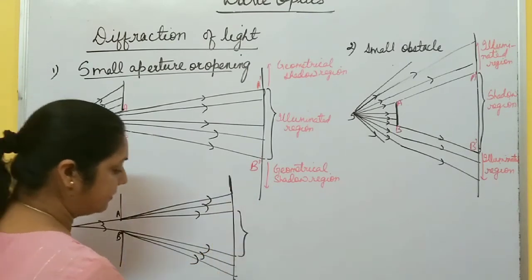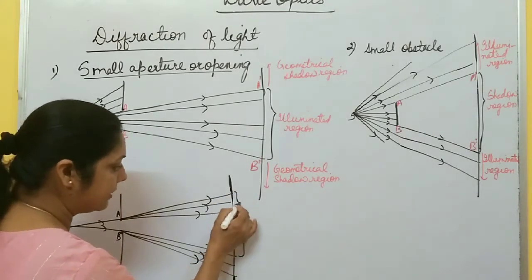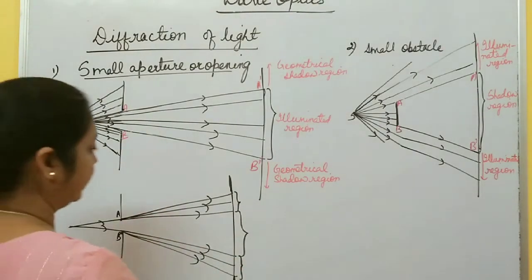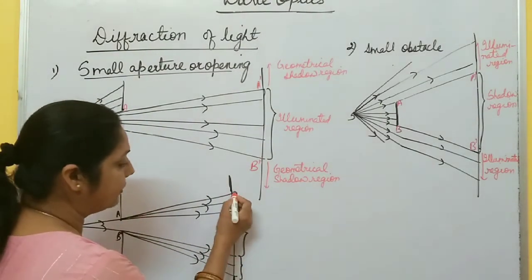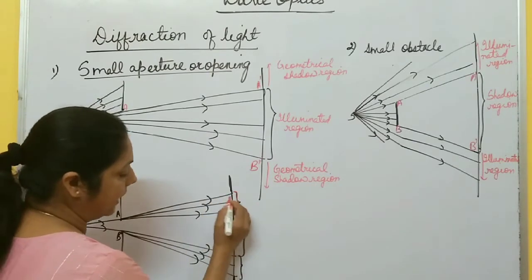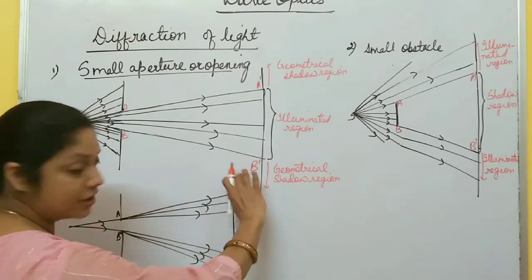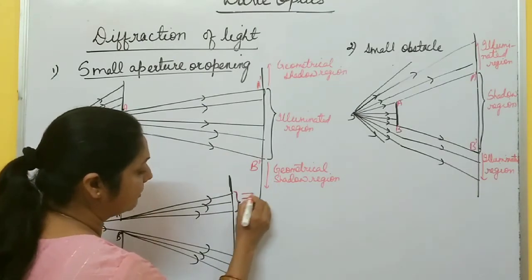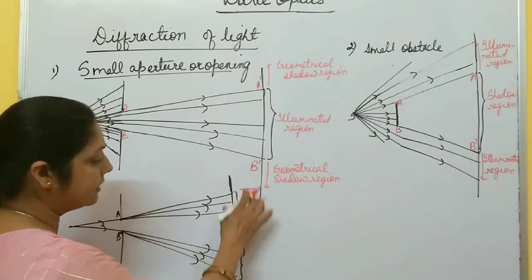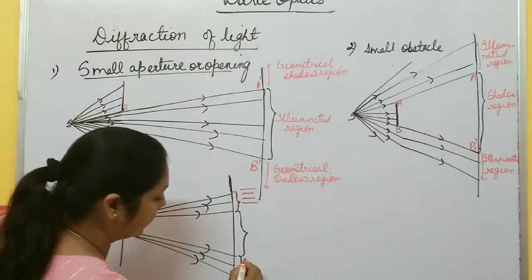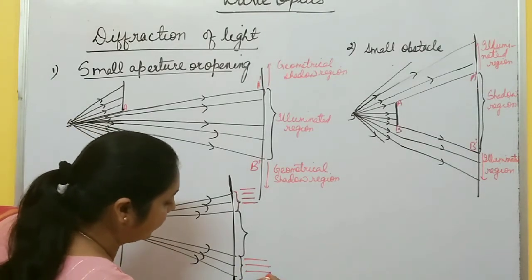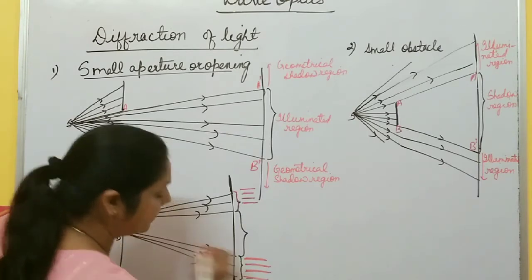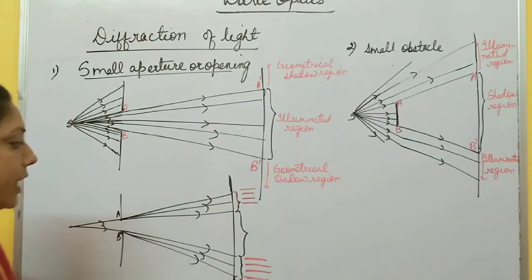After this it is completely dark, but in this region some amount of light reaches. So in this geometrical shadow region, some bright and dark diffraction pattern is observed. Here also bright and dark. Diffraction pattern is observed in the geometrical shadow region.